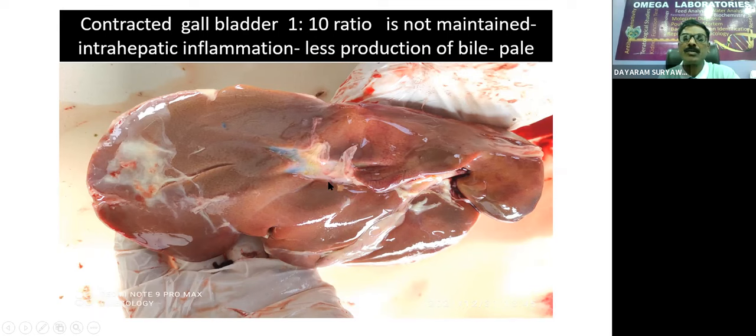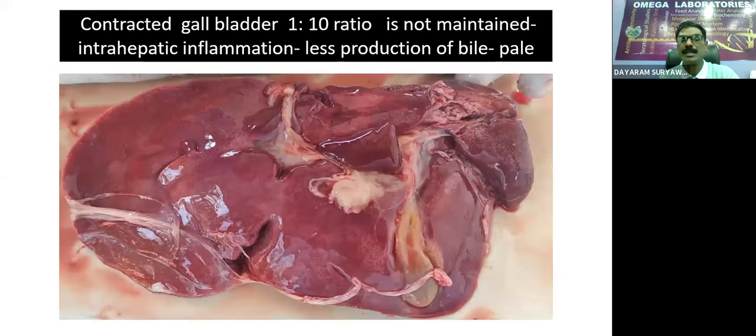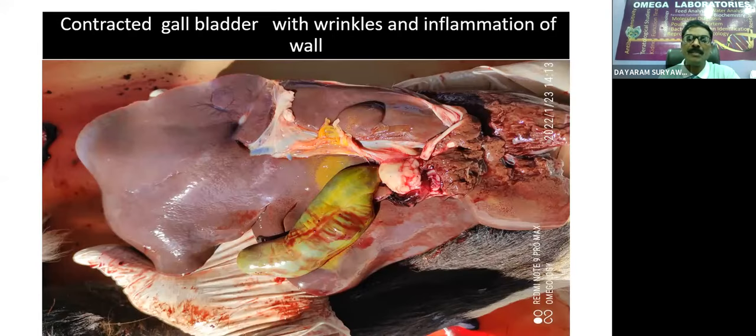This could be because of multiple toxins that are retained in the liver, and that leads to a chronic inflammatory reaction. Besides that, chronic venous congestion is one of the factors which may lead to intrahepatic fibrosis, shrinkage of the gallbladder and less production of bile. Again, similarly, you can see a very contracted gallbladder and multiple fibrosis throughout the liver parenchyma. The wrinkles and inflammation.